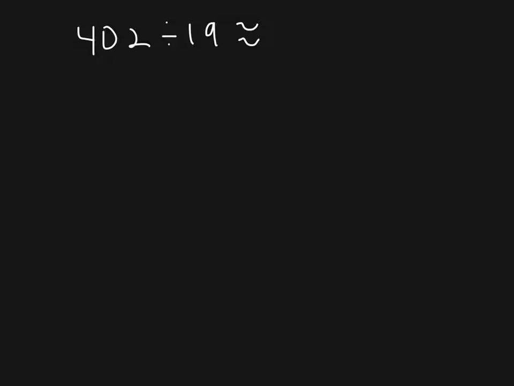Let's start off by finding an estimate for 402 divided by 19. Now, the method that we're using tonight, it's very important that you always start by rounding the divisor, which is the number you're dividing by, to the greatest place. So 19 has a number in the ones place and the tens place. So rounding to the tens place is the same as rounding to the greatest place in this case. And of course, 19 is much closer to 2 tens than it is to 1 ten. So we're going to round that 19 to 20.